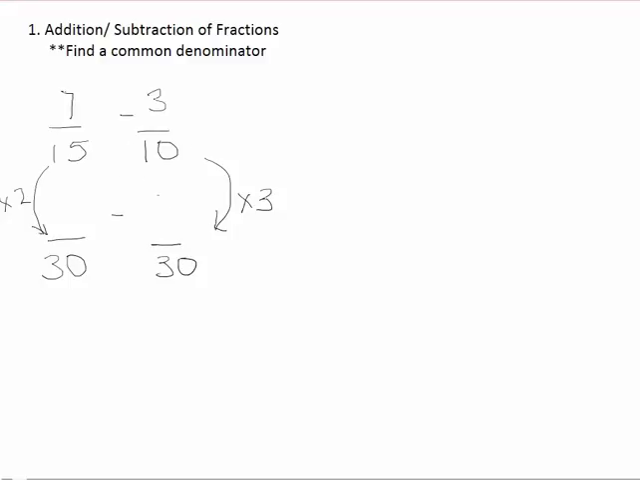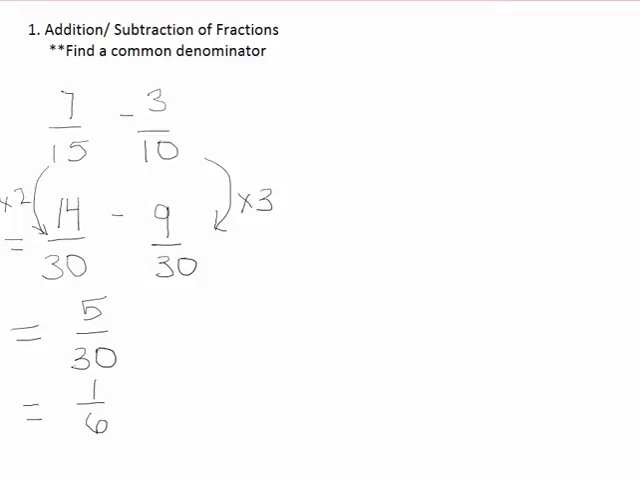Now, whatever you do to the denominators, you also have to carry through with the numerators. So we also have to do 7 times 2, which is 14, and 3 times 3, which is 9. And we now have a more doable problem because they have similar denominators. Once this step is done, it is as simple as subtracting the numerators. So we simply do 14 minus 9, which is 5 over 30. And as I mentioned before, your answers always have to be in simplest form. So since we can divide the numerator and the denominator by 5, we're left with 1 over 6. And that's our final answer for adding and subtracting fractions using a common denominator.